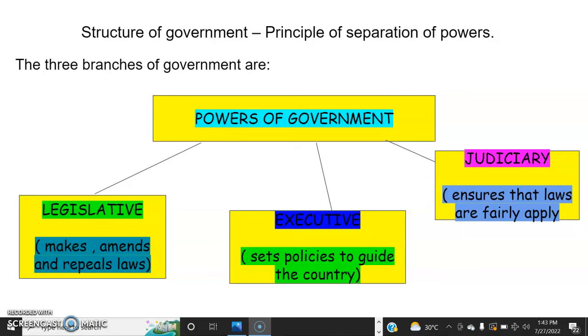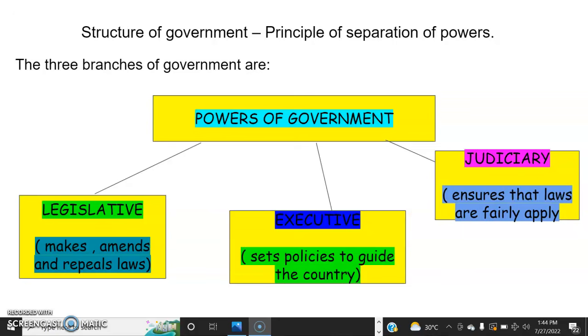Today we are looking at the topic government. Specifically though, for this video, we will be looking at the branches of government. We all know by now that there are three branches of government. They are the legislative branch of government, the executive branch of government, and the judiciary branch of government.